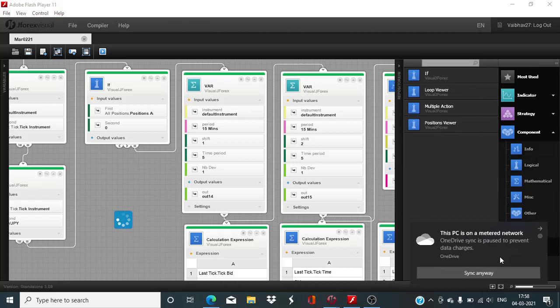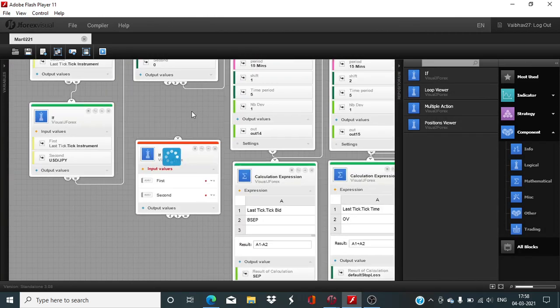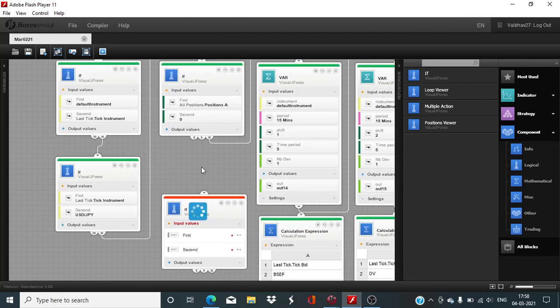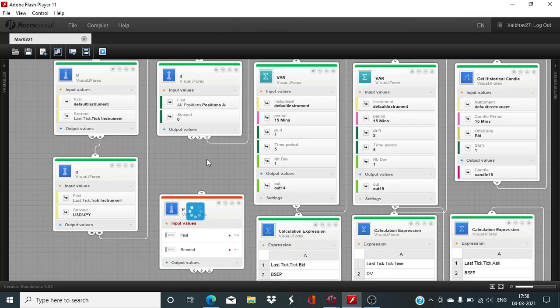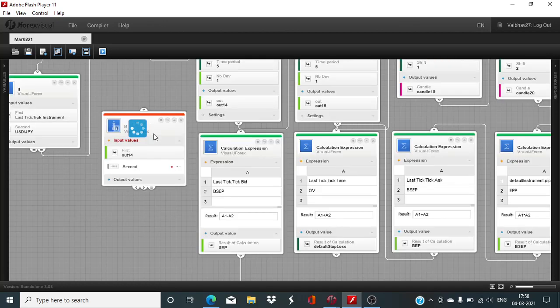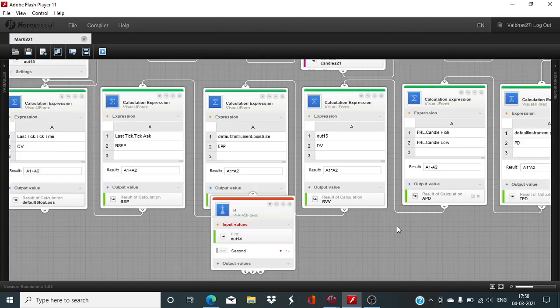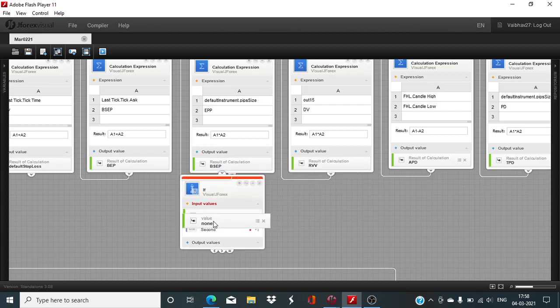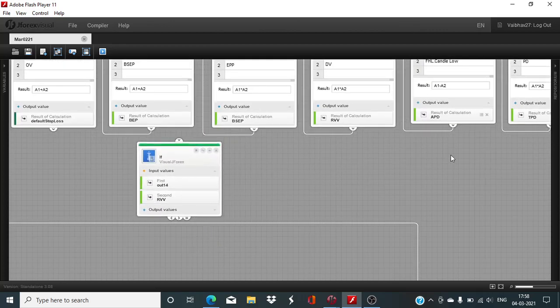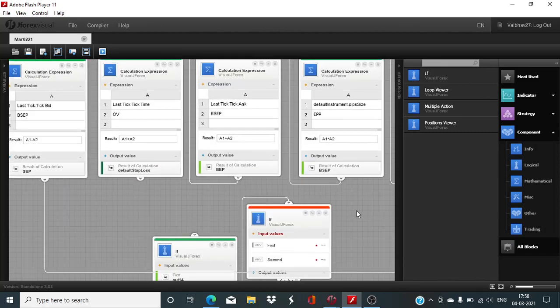Info logical. Alright. If else block. And the last 15 minutes variance value, which is out 14, needs to be twice of out 15 or more than that. So this RVV will be compared with out 14, and I will get this equals block. First input greater than second input. Okay.